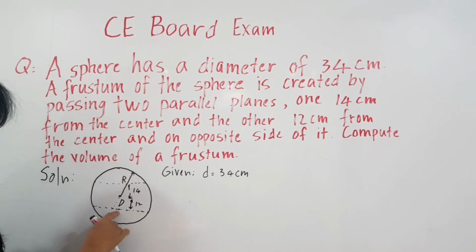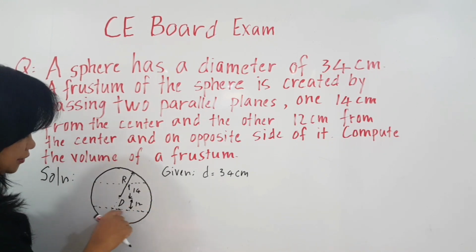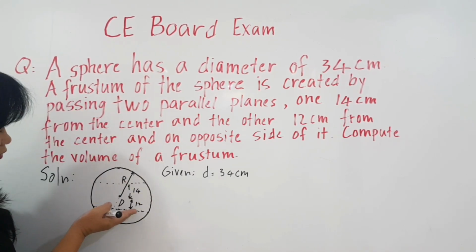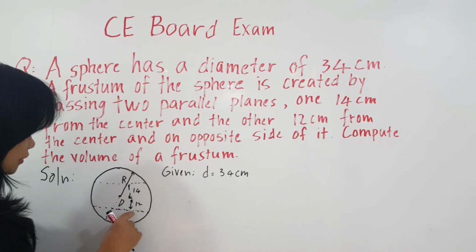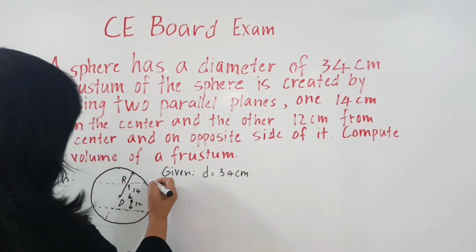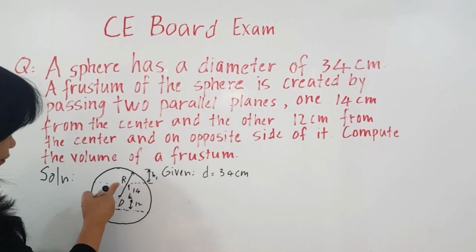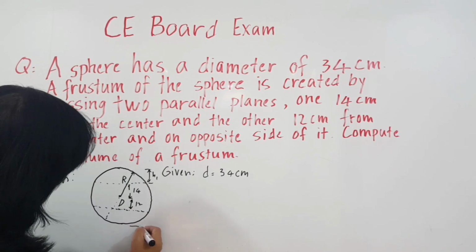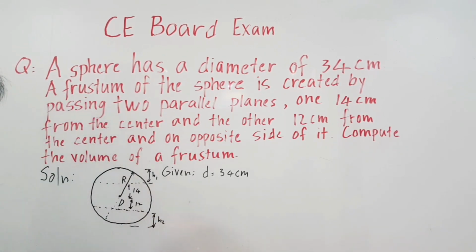So from the center to here, where the other plane, so this is the first plane, because there are two parallel planes. So this plane one is parallel to the other plane. This is just a rough sketch. This is plane one which is cutting the sphere, and the second plane also. So they are opposite each other, and the first one is 14 cm from the center, and the second one is 12 cm from the center to the plane. So therefore, we can designate this one as H1, from the plane to the edge, and this one also we can designate as H2.